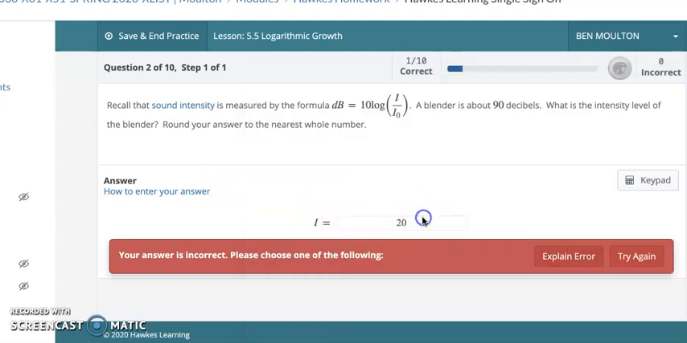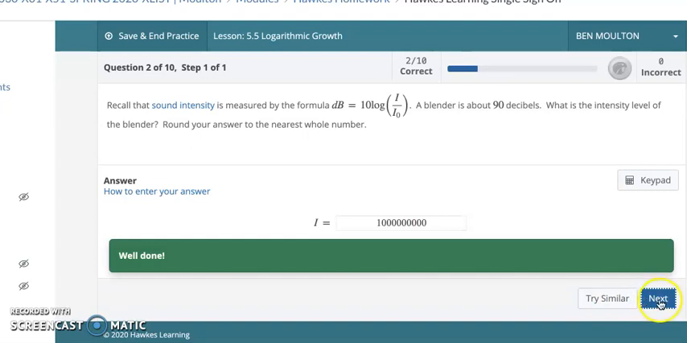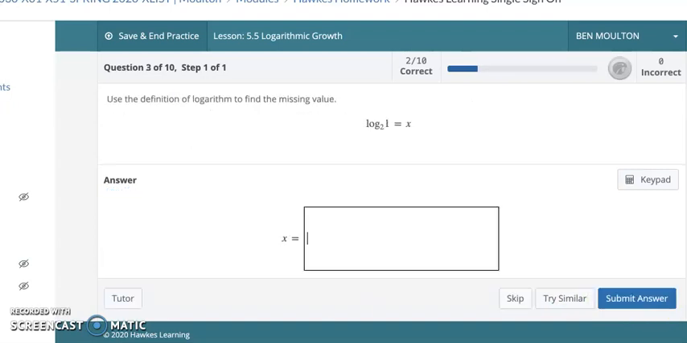Well, let's try. I need redemption, guys. I need closure. So it's a 1 followed by 9 zeros. 1, 2, 3, 4, 5, 6, 7, 8, 9. Oh yeah. All right, let's move on to the next one.